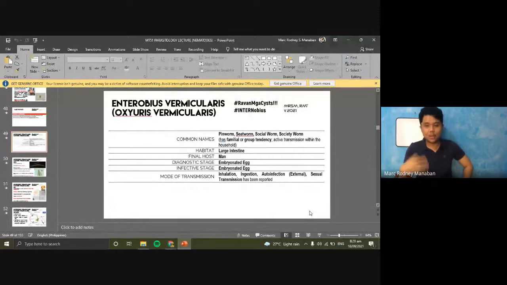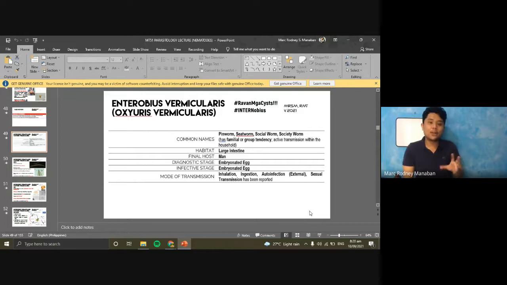Okay? So if you treat one in the group, you also should treat the other members, because again, it is possible that all of the group members, all of the family members are affected. Ayan, so that's for Enterobius. Okay, now habitat, as you can see, large intestine, the final host. Diagnostic and infective stage, both embryonated egg. So again, diagnostic stages are the stages of the parasite that can be recovered from clinical samples. All right, and infective stage, again, the stage that causes infection.